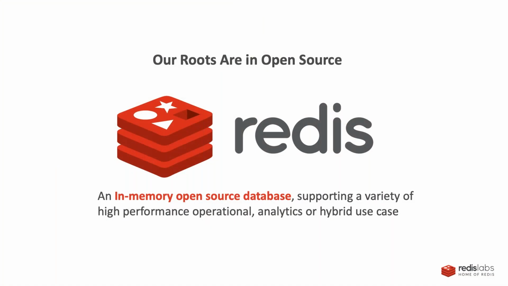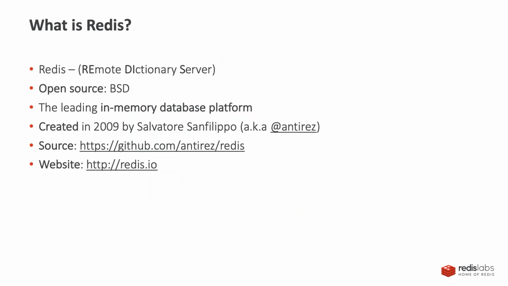Now, what is Redis, right? Redis is an open source in-memory database. It's used across a lot of different use cases, and our roots are in open source. For those of you who don't know, Redis stands for Remote Dictionary Server. It is BSD licensed, so completely open source. It's the leading in-memory database platform. It's just about 10 years old. It was created by Salvatore Sanfilippo. You can take a look at the source code if you enjoy reading C and really good C, which is, I think, rare. Take a look at the GitHub repository for Redis itself and read the source code. And if you want to learn more about Redis itself and how the commands are laid out and how you might use it, go to redis.io.